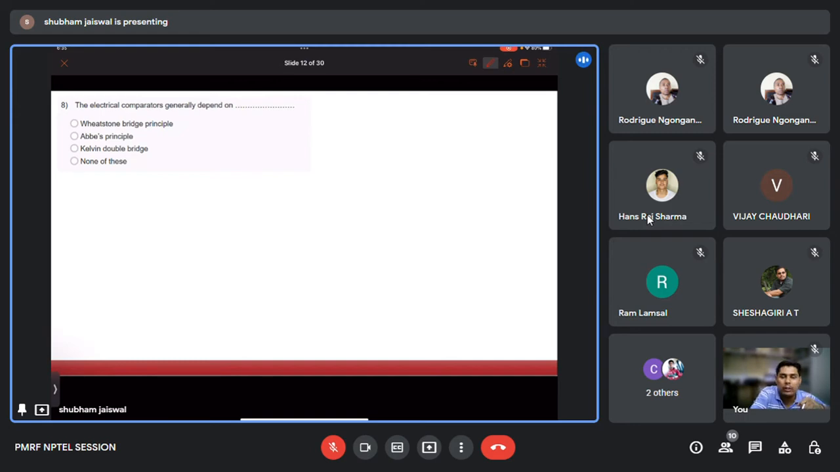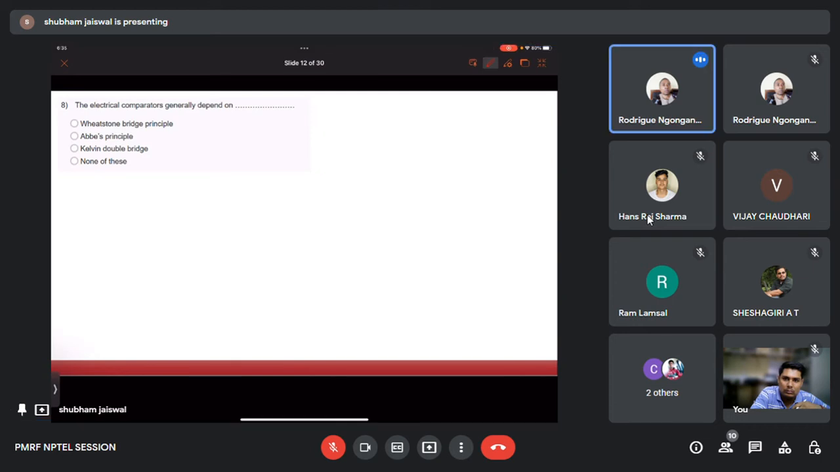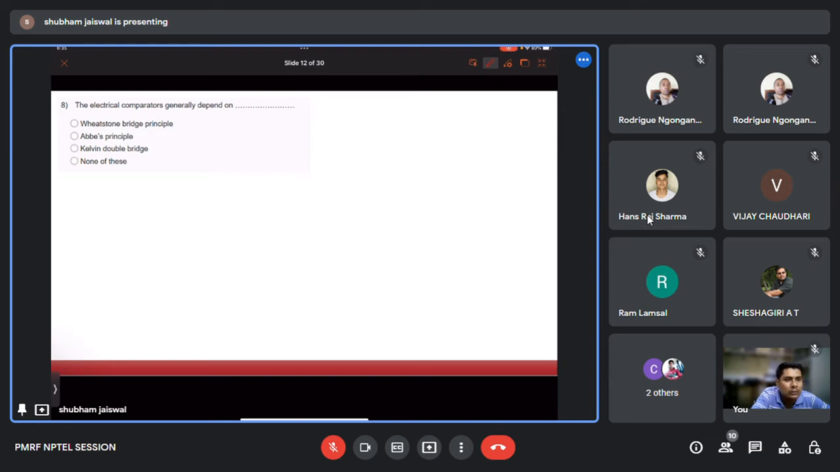So the next question is, the electrical comparators generally depend on: Wheatstone bridge principle, Abbe's principle, Kelvin double bridge principle, none of these. For me, it depends on the Wheatstone bridge principle. Okay. Any other answer? Okay, so the correct answer is Wheatstone bridge principle.